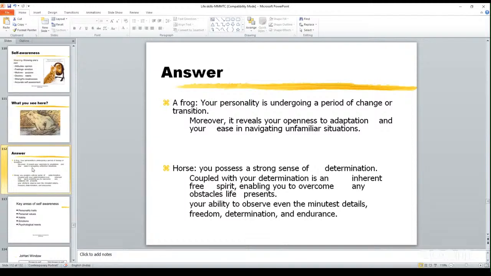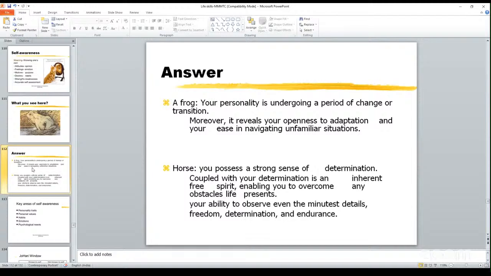Your personality is undergoing a period of change or transition. It reveals your openness to adaptation and your ease in navigating unfamiliar situations. This is not my information, it's from the net I've taken. Your personality is undergoing a period of change or transition. That means your openness to adaptation and your ease in navigating unfamiliar situations.